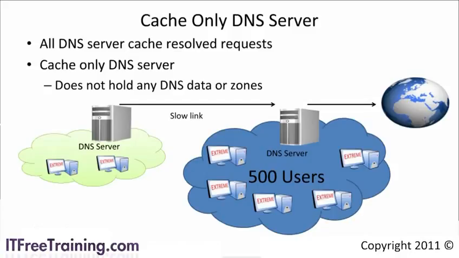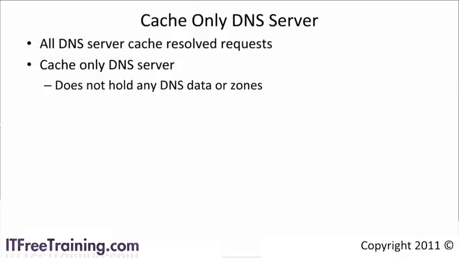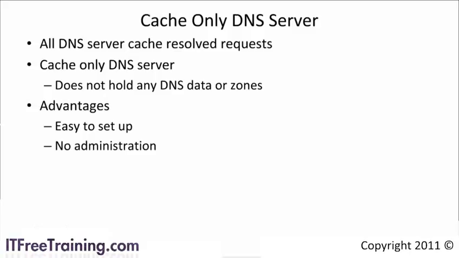This makes better use of the bandwidth than copying over hundreds of DNS records that the two clients on the network are most likely never going to ask for. The advantages of cache-only DNS servers are that they are very easy to set up and require no administration. When I added the DNS role to the server in the previous example, the DNS server is automatically a cache-only DNS server and will start resolving DNS requests by contacting the root hint servers. Notice how easy it was to set up and no administration was required.